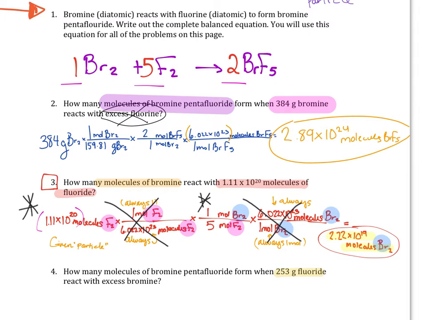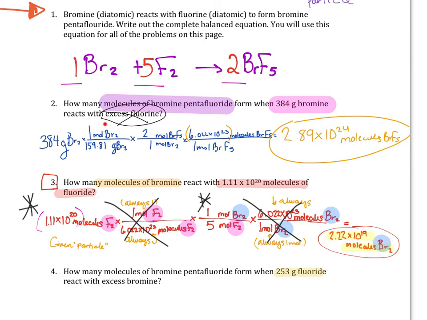Now this problem up above, number 2, is a little different. What makes number 2 different is that it's not a straight particle-to-particle problem, and you're not always going to get straight particle-to-particle problems. This one is a mass. I know we start with mass because my given is in grams. So it's a mass to particle problem.